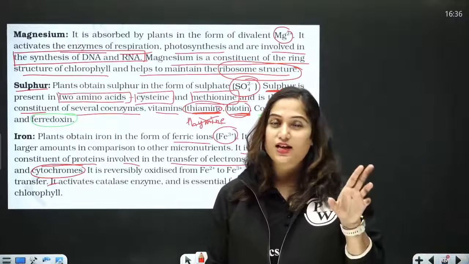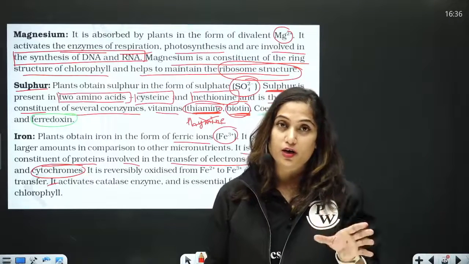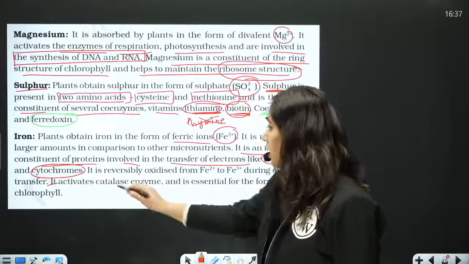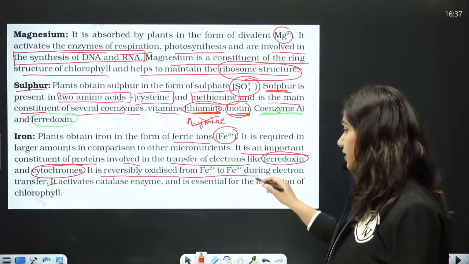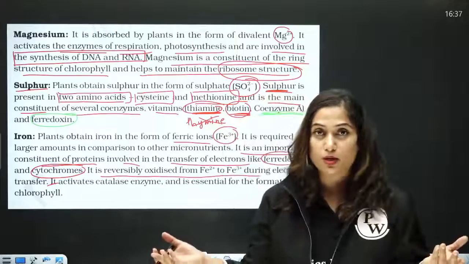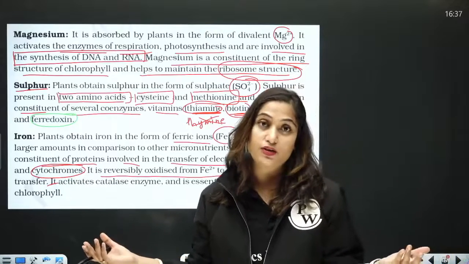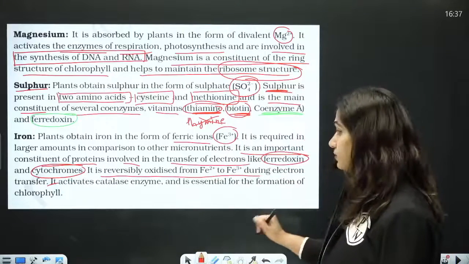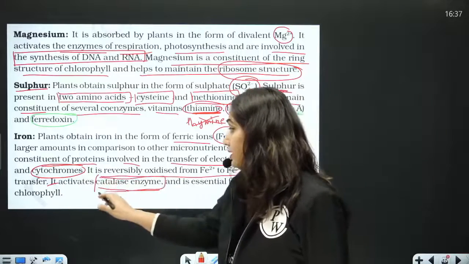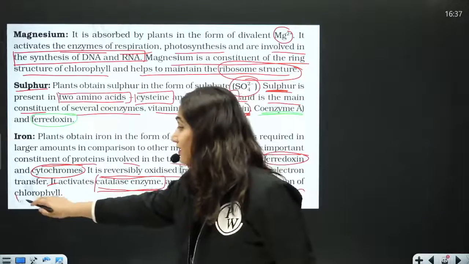So both of these are very good electron carriers in the electron transport system, cytochrome and ferredoxin, and both of them have iron in them. It is reversibly oxidized. Yes, it can get converted from Fe2+ to Fe3+, Fe3+ to Fe2+, so releasing or accepting the electrons. So it is helpful in the redox reactions. Then it activates the catalase enzyme. I just told you it activates the catalase enzyme and is essential for the formation of chlorophyll.